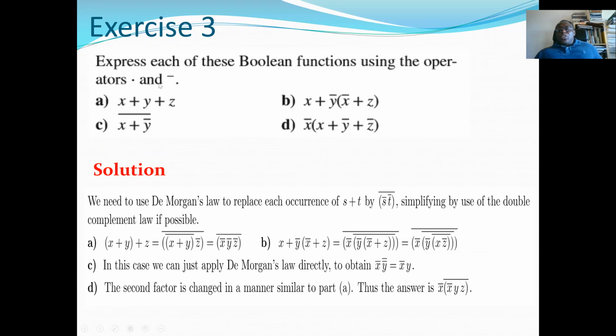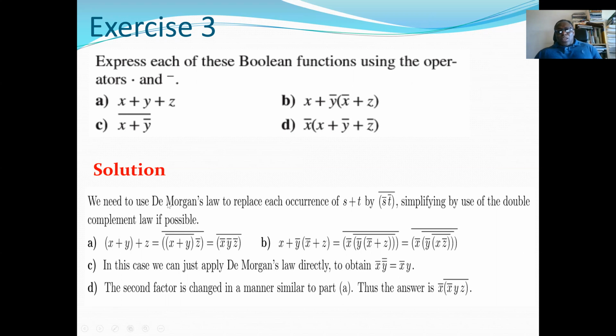So let's say the next question here says we should express each of these Boolean functions using only 2 operators, the product and also the complement. So which means if we have a plus, we want to see only product and complement. And I think this question only needs one rule we have to use, the De Morgan rule. Since I need only product or invert, if I have x plus y plus z, I'm going to invert everything using the De Morgan rule. And the answer will be x invert times y invert times z invert.